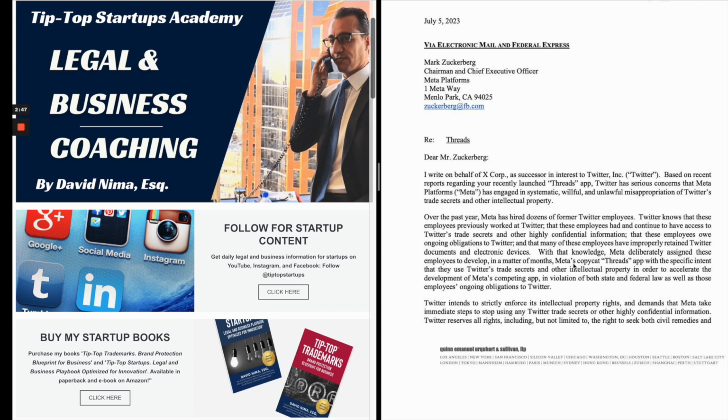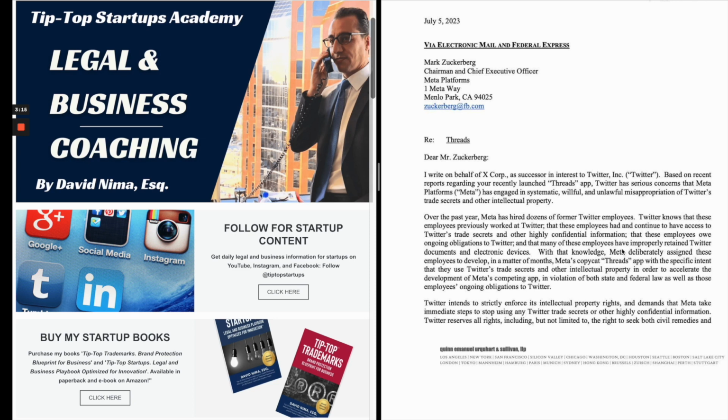And with that knowledge, Meta deliberately assigned these employees to develop in a matter of months Meta's copycat Threads app with the specific intent that they use it. So they're making allegations here. As Twitter knows, all these employees previously worked at Twitter, these employees had and continue to have access to Twitter's trade secrets and other highly confidential information, and these employees have ongoing obligations to Twitter to maintain the confidentiality of this information.